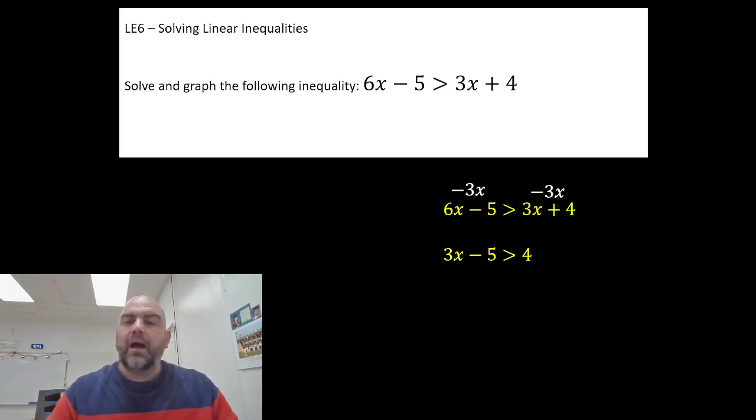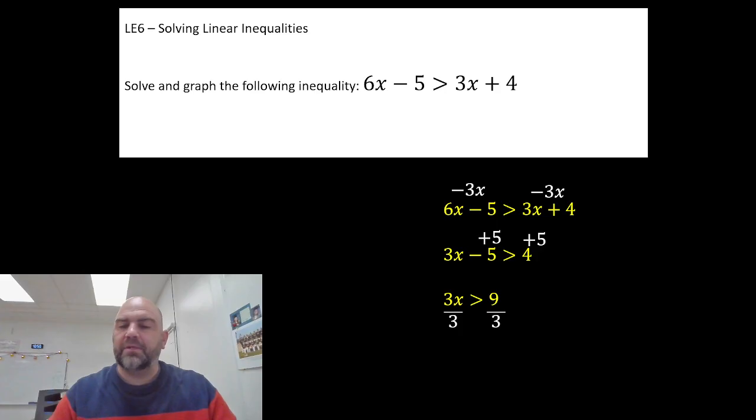Next step is we want to try to now get x all by itself. Okay, we're going to use our same kind of tools that we've learned in linear equations in order to solve these inequalities. And so get x all by itself and isolate it on one side of the inequality. So next step is going to be to add 5 to both sides. By doing that, we're going to remove the negative 5, and we're going to get 9 on the right-hand side.